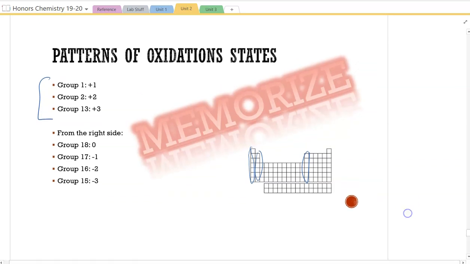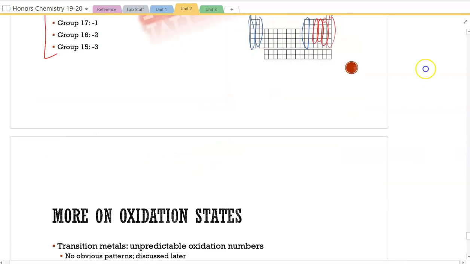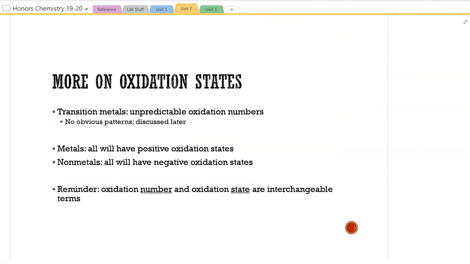As opposed to our friend here on the right side, coming from the right side, so group 18, 17, 16, 15, those become 0, -1, -2, -3. So coming in from the right this way, it goes more and more negative, whereas coming from the left, it becomes more and more positive. This is worth memorizing, right? Because while you can walk through every single time how many electrons it has, or how many valence electrons it has, how many it's going to gain or lose, it gets a little tiresome. So just go ahead and throw them in there.